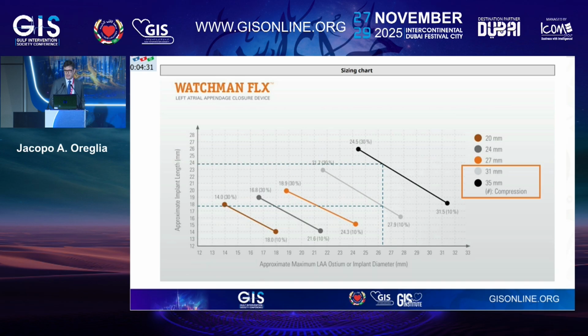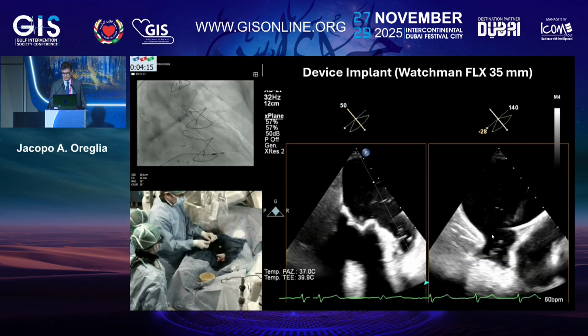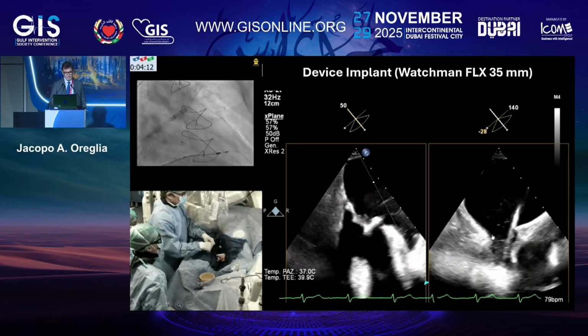So by going to the sizing charts, we could select one of the biggest ones, the 31 or 35 millimeter device, and we selected the 35 millimeter device. As you can see here, it is in the lower part of the sizing chart of the 35 millimeter device. And so this is the device implant.